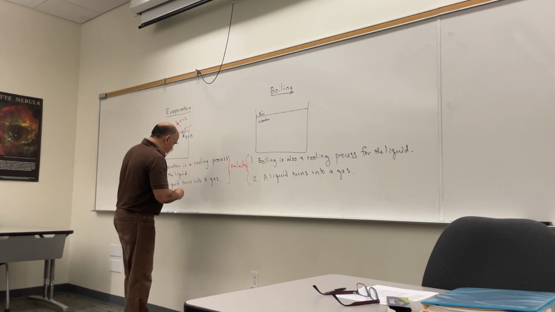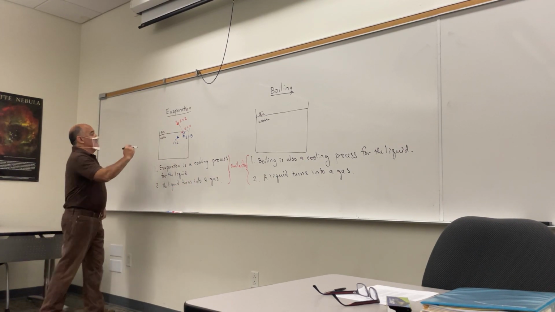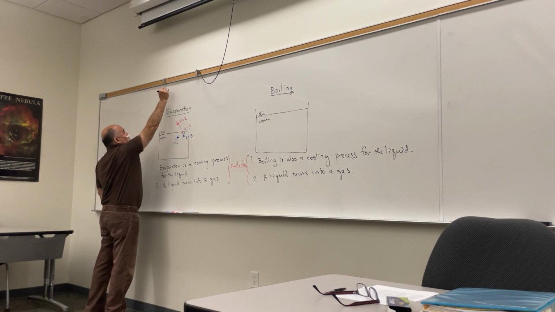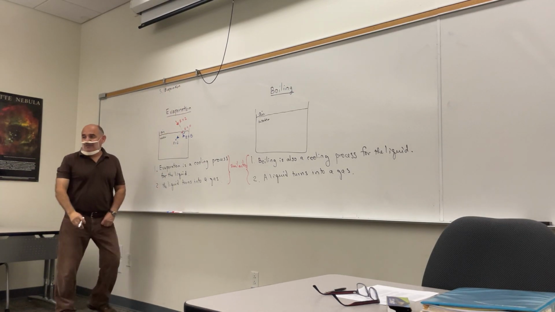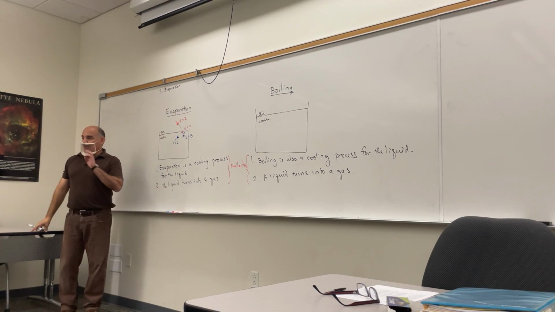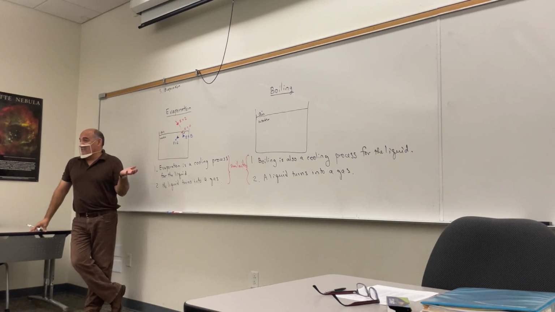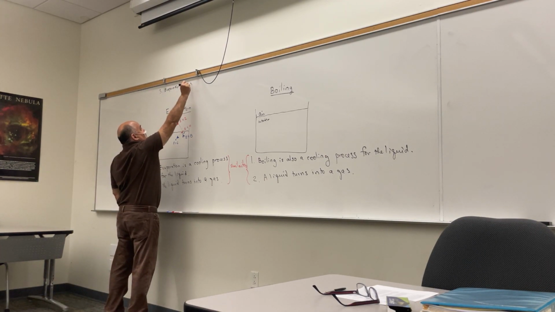Now, what are some of the differences between them? The difference is that evaporation is a process that takes place specifically where? At the surface of the water. From the surface is where the molecules or atoms of the liquid leave the liquid, right? So evaporation is a surface effect.